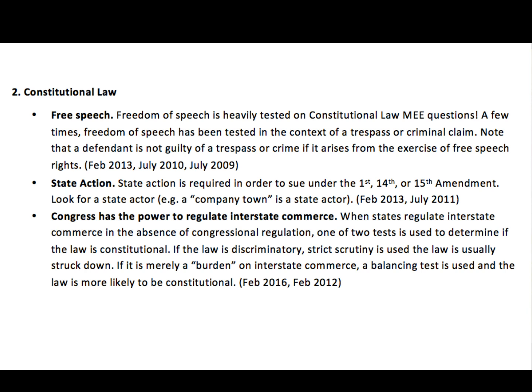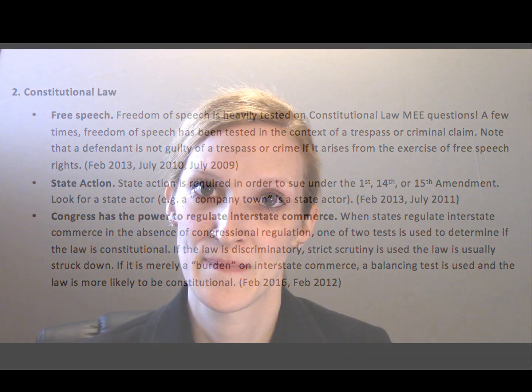They also like to test state action. They've done this a couple times. Remember, to sue under the 1st or 14th or 15th Amendment, you need to find a state actor. And then lastly, they tend to test the Dormant Commerce Clause. This has come up recently, and I have a feeling it's going to be coming up more frequently in the years to come.